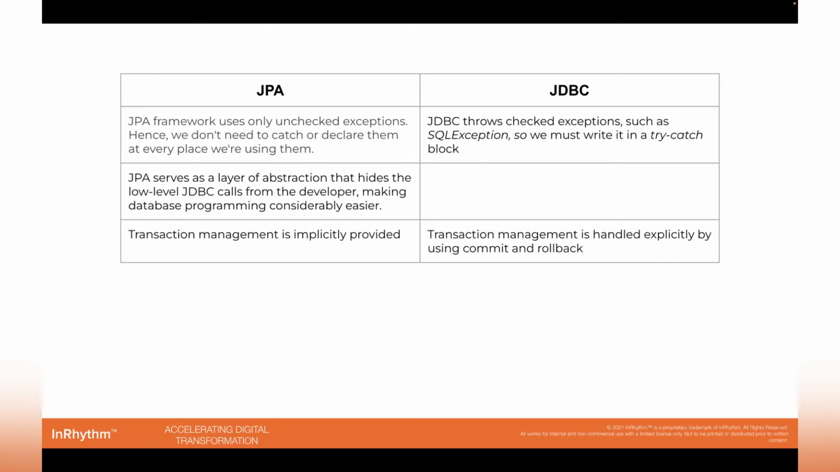The JPA serves as a layer of abstraction that hides the low-level JDBC calls from the developer, making database programming considerably easier. As for transaction management, JPA provides it implicitly. And for JDBC, we need to handle it explicitly by using commit and rollback.